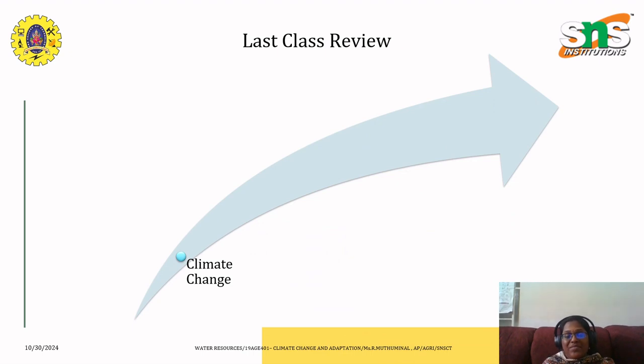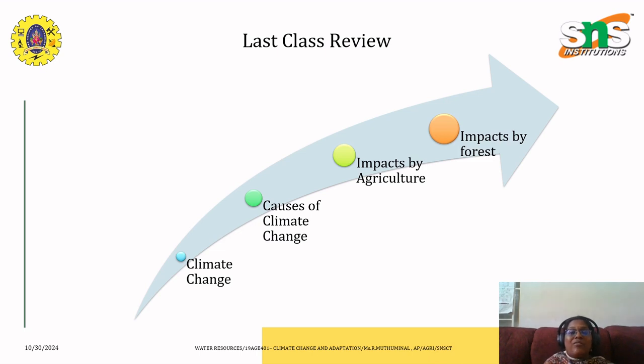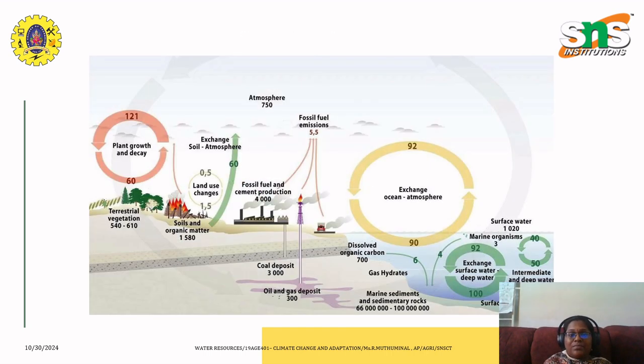What we have seen initially is what climate change is, and what the major cause of climate change is, that is human activity and natural causes. We have specifically seen something about the impacts caused by agriculture along with the impacts caused by forests. Today we'll see how water resources are impacting climate change.